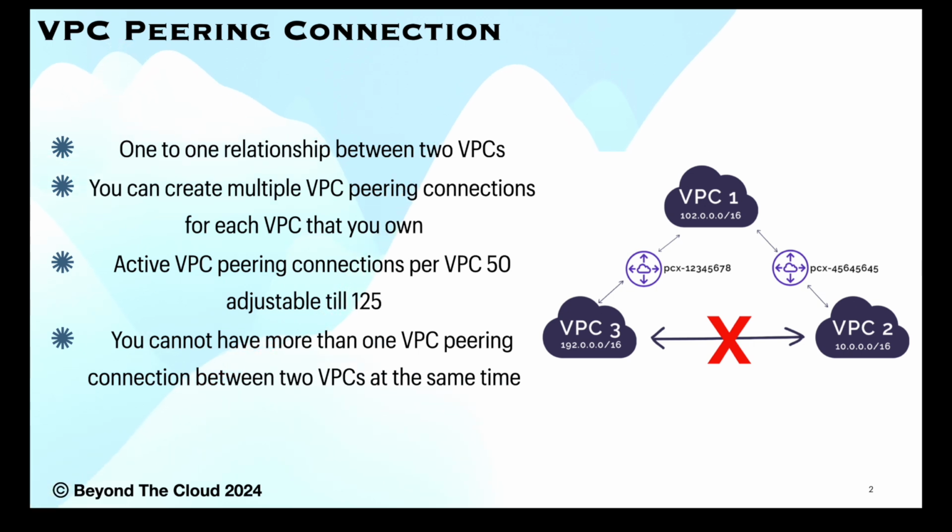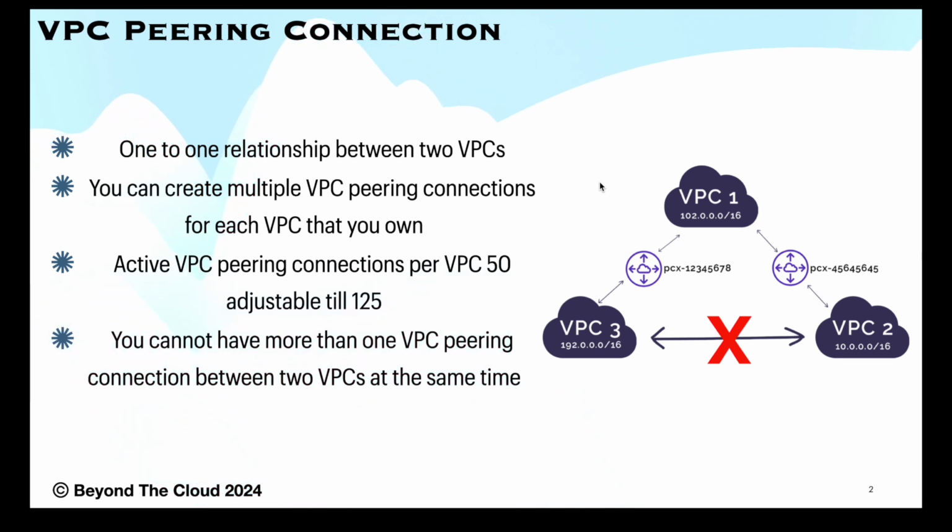We have to keep a couple of things in mind before creating a VPC peering connection. Only a one-to-one relationship exists from one VPC to another. We can create multiple VPC peering connections for each of the VPCs that we own. For one VPC, the default number of active peering connections is 50, and it can be adjusted up to 125. And you cannot have more than one VPC peering connection between two VPCs at the same time. So there must be one unique connection between two VPCs.